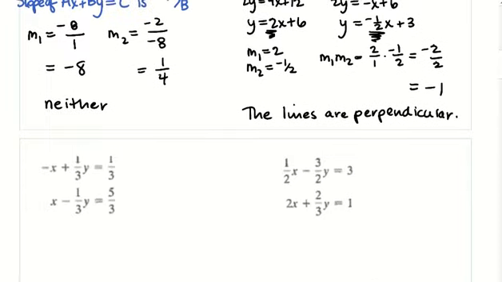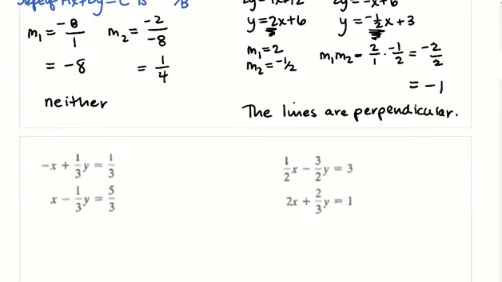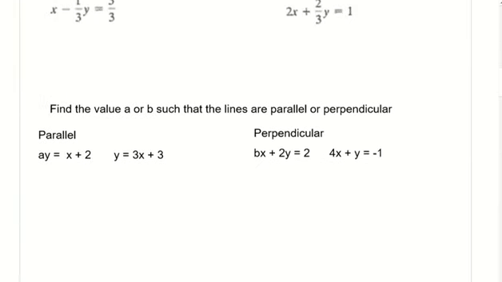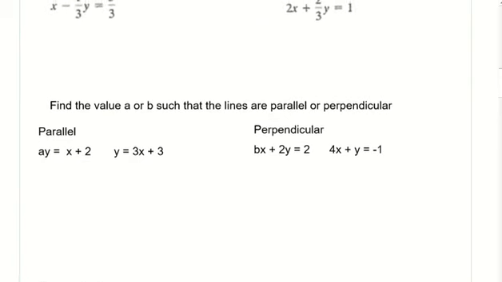Okay, here are more examples along the same lines. If you need more practice with this, go ahead and do them, but we're not going to do that. Find the value of a or b so that the lines are parallel or perpendicular, as it says.